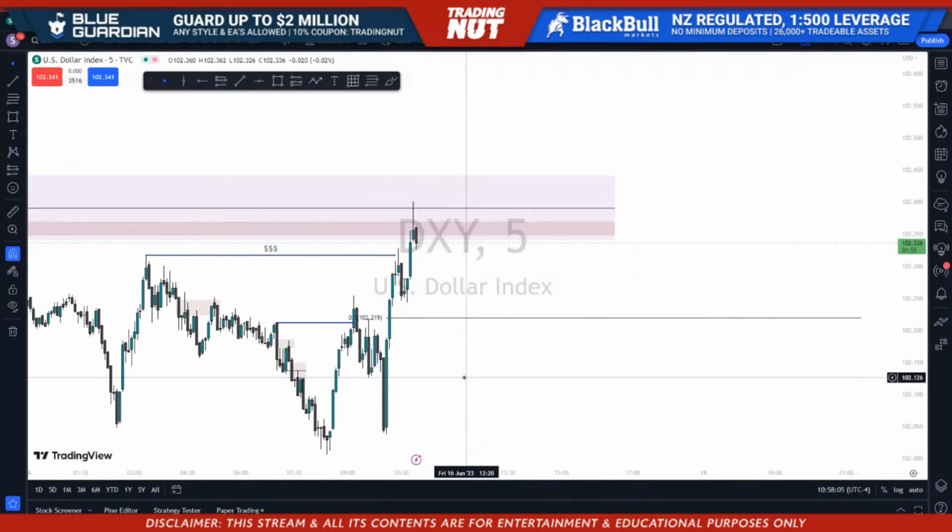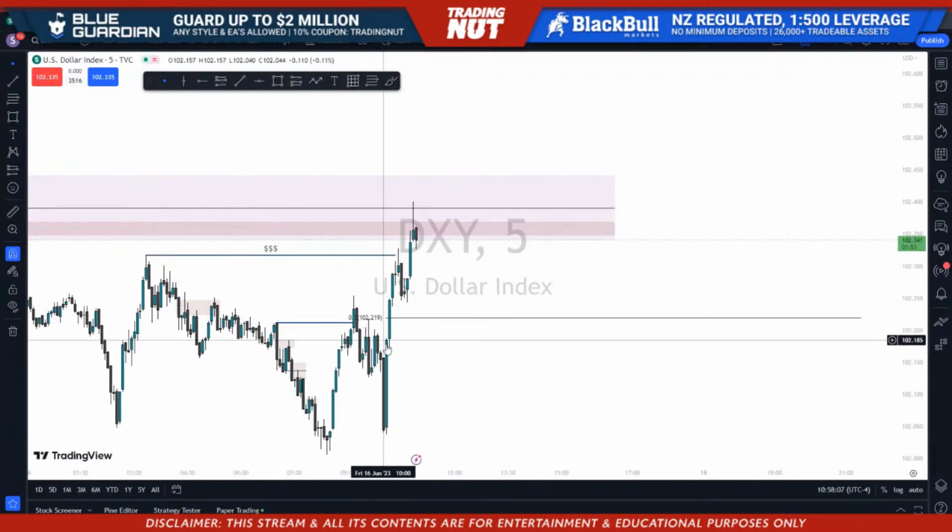Dollar index rejecting from swing point to swing point. We have this fair value gap, as I mentioned, and this order block right here. These 3 consecutive candles are all considered one order block.